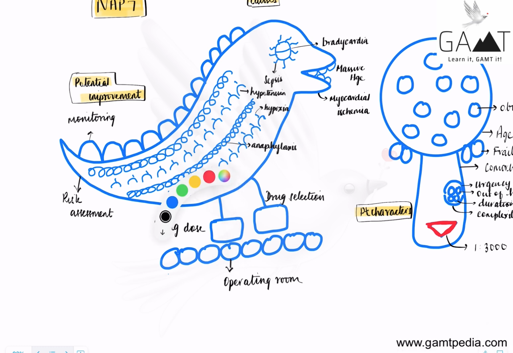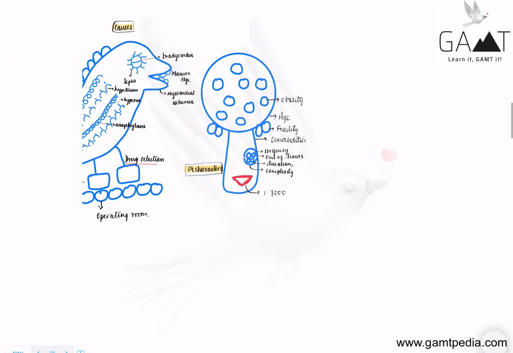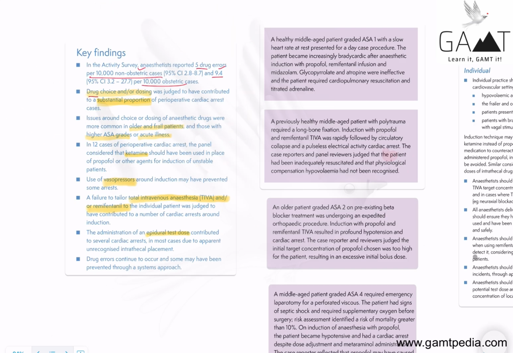The next point is about drug dose and drug selection. This is very interesting, and let's see what they have to say. Drug choice and dosing have contributed a substantial portion of perioperative cardiac arrest. This is very important. It's something that we can actually do to prevent it. Issues with choice or dosing of anesthetic drugs are more common in older and frail patients, higher grade ASA and acute illness. So all these patient groups which are at high risk of cardiac arrest had the issue of poor choice of drug and dose of drugs.